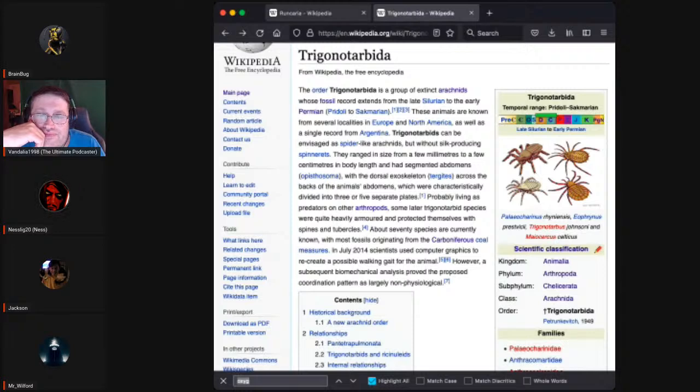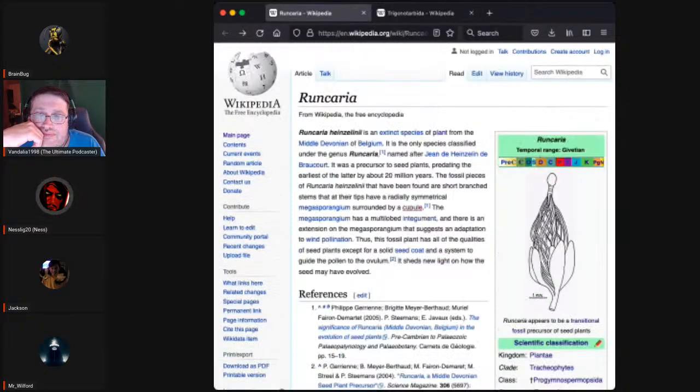That's another thing that I found. There's actually a transitional plant fossil called Runcaria. Whoa. It's a transitional fossil, a precursor to seeds. So it's basically an incomplete seed plant. And of course, later, at the tail end of the Devonian, or maybe just at the beginning of the Carboniferous, that's when you have proper seed plants beginning to appear. But yeah, very interesting.